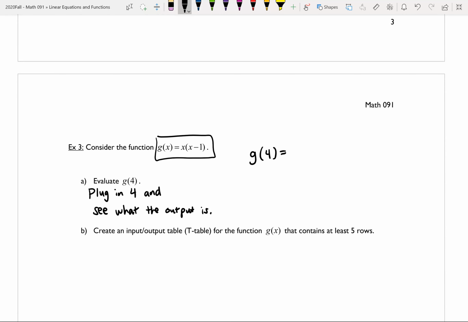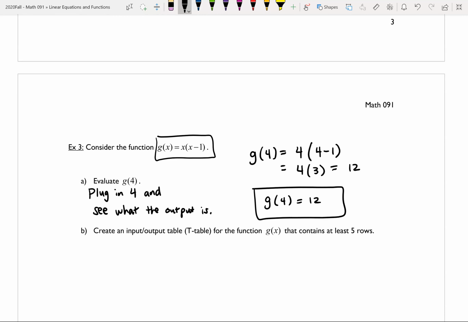So that's another way to think about this problem. So if I'm plugging in 4, everywhere I saw an x previously, now I just want to replace it with a 4 instead. And if we're following order of operations, I want to do what's on the inside the parentheses first. So 4 minus 1 is 3. And now I want to multiply 4 times 3, which is 12. So in the end, we say that g of 4 is equal to 12.